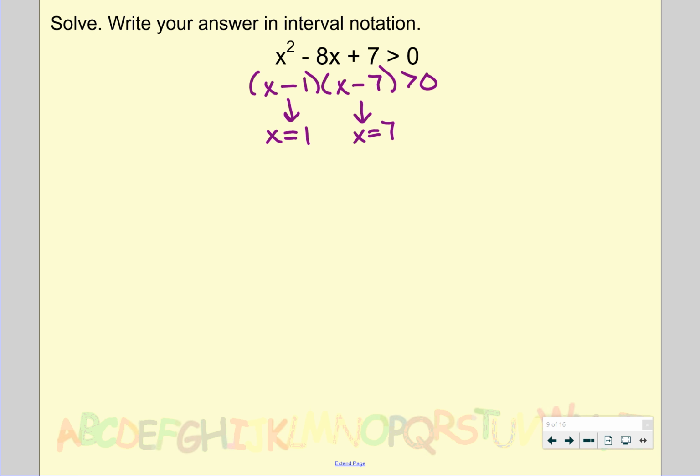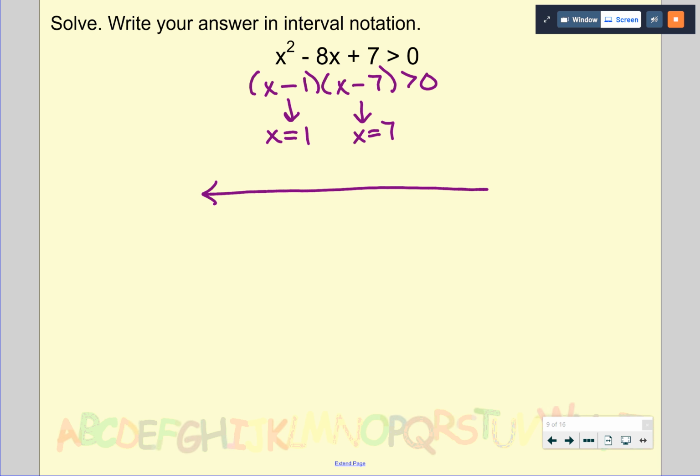In inequalities, here's what we add to this now. We're going to make a number line. And 1 and 7 we call breaking points. They're going to break our number line up into different intervals of numbers. So because I have 2 breaking points, I have 3 intervals of numbers that we now need to test. And what we want to test is, in each of these intervals, is it greater than 0 or less than 0? And depending on what my inequality is, either the greater than 0 or the less than 0 intervals will be my solution.